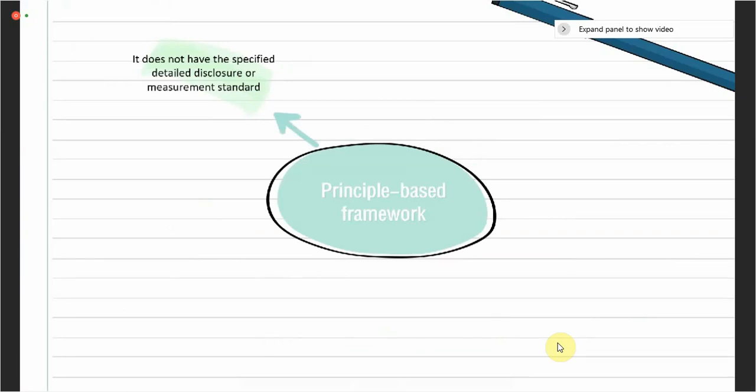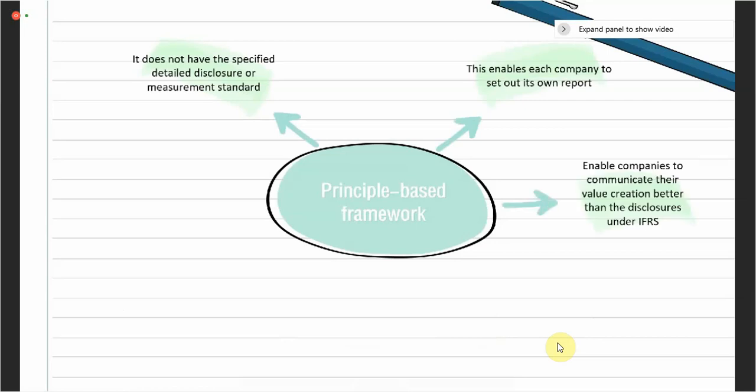Principle-based framework. It does not have specified detailed disclosure or measurement standards, and this enables each company to set out its own report and also enables companies to communicate their value creation better than the disclosures under IFRS. Plus, it gives the report more business relevance rather than the compliance-led approach currently used.